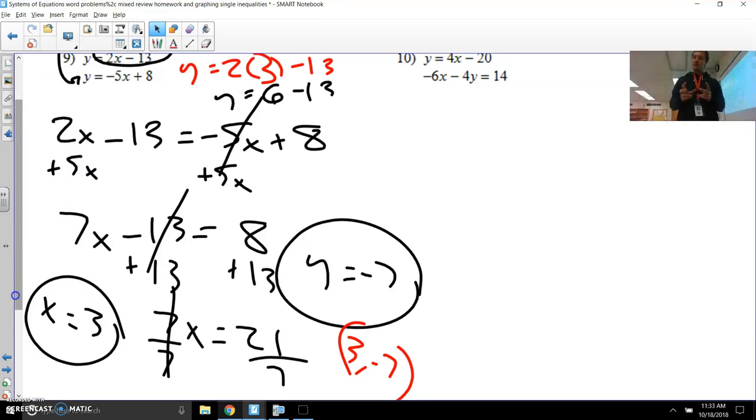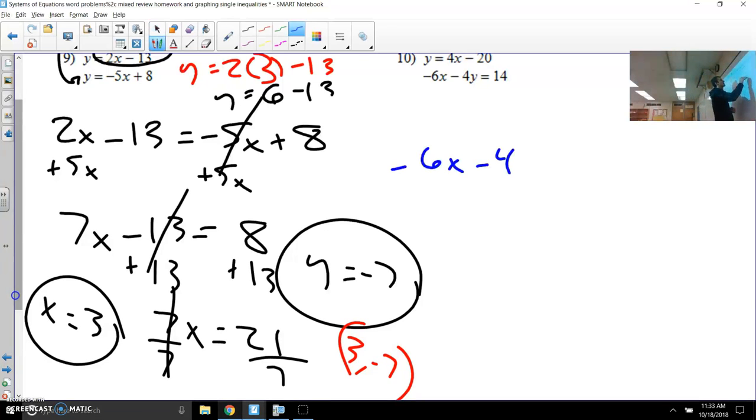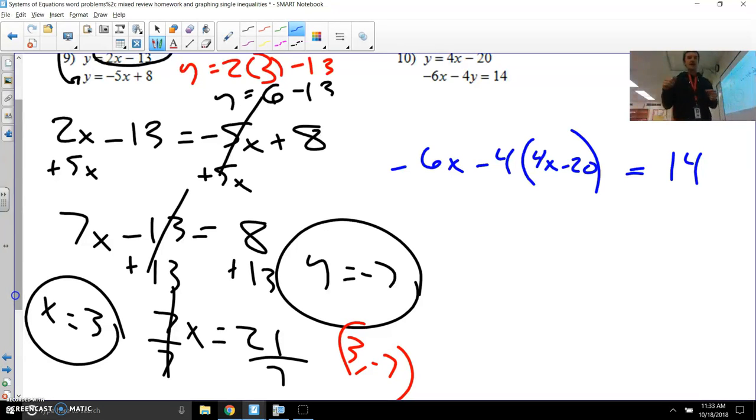So the second one is a little different because they're not both y equals. One of them is y equals, but the other one is in standard form. So we're going to take this negative 6x minus 4y equals 14, but we're going to plug in this 4x minus 20 that tells us what y is from the first one. So notice that I do not put y in the problem. Y was where 4x minus 20 is now, and it's substitution. I took the y out, and I put 4x minus 20 in.